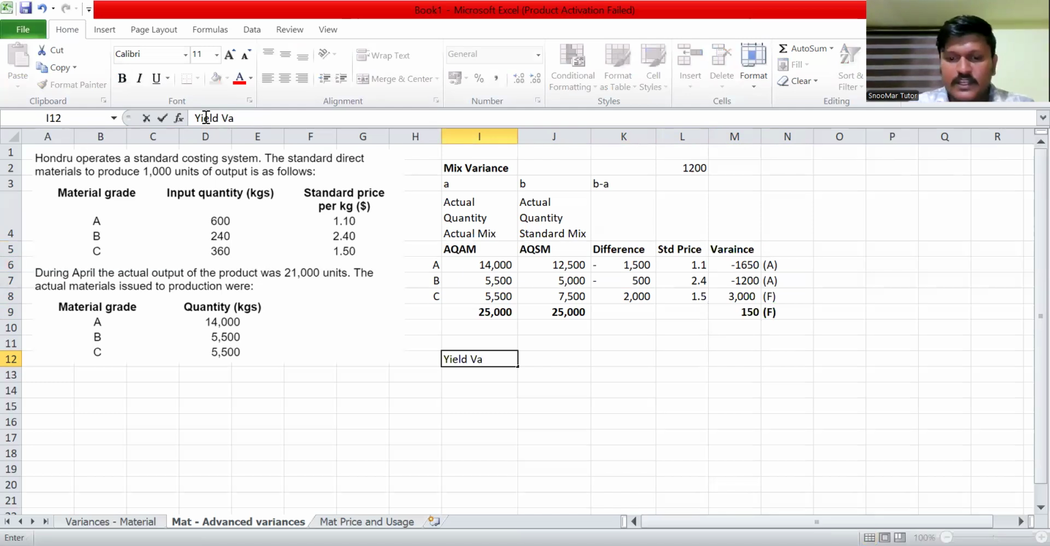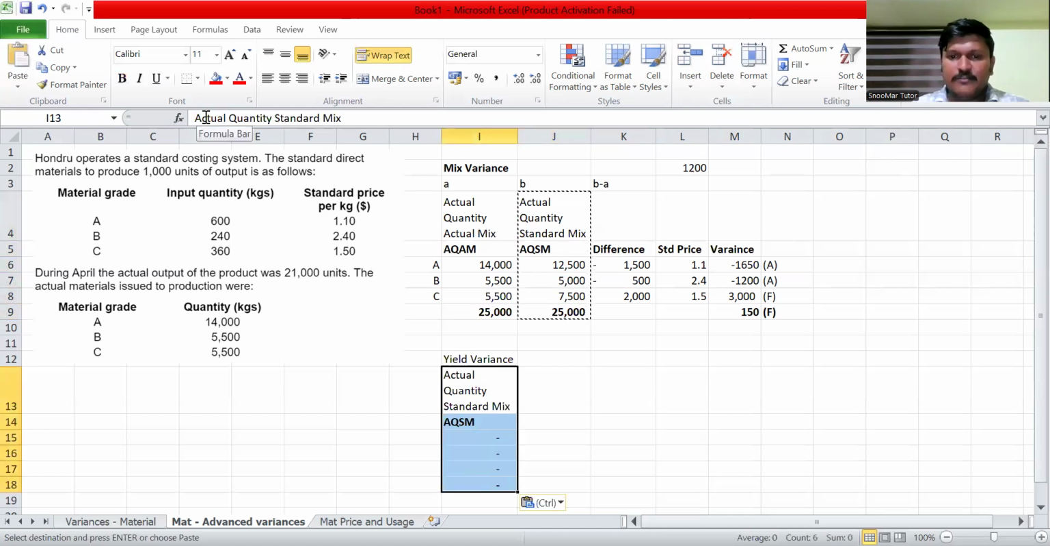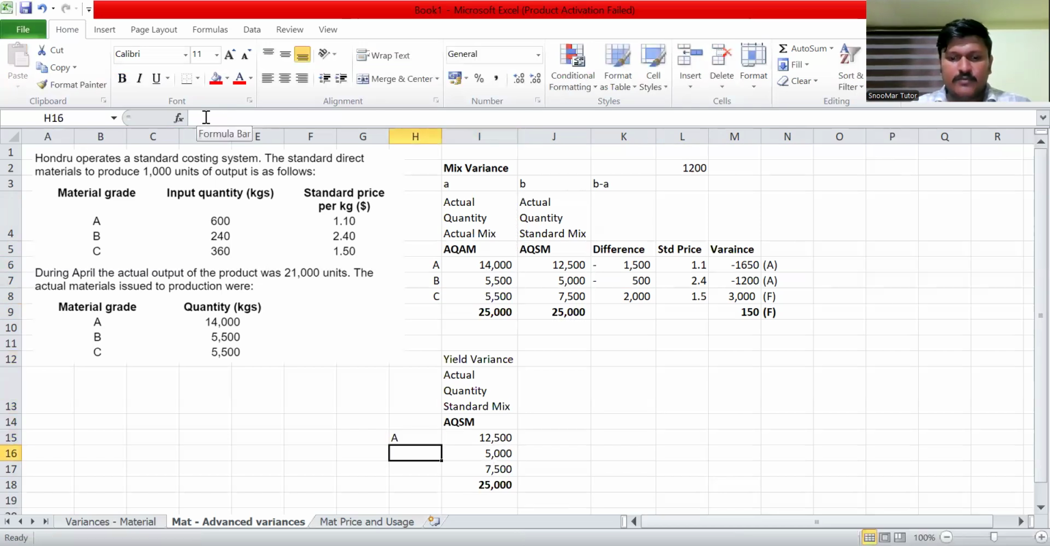So what is your yield variance here? I'll be borrowing one column from the above because I have to take the same thing only. So for yield variance, I am taking this second column from here. Control C and control V will not give me this, but I'll be going for the values. So I'm just taking the figure from the above. So ABC, you're getting 25,000. What is this? AQSM, actual quantity standard mix.